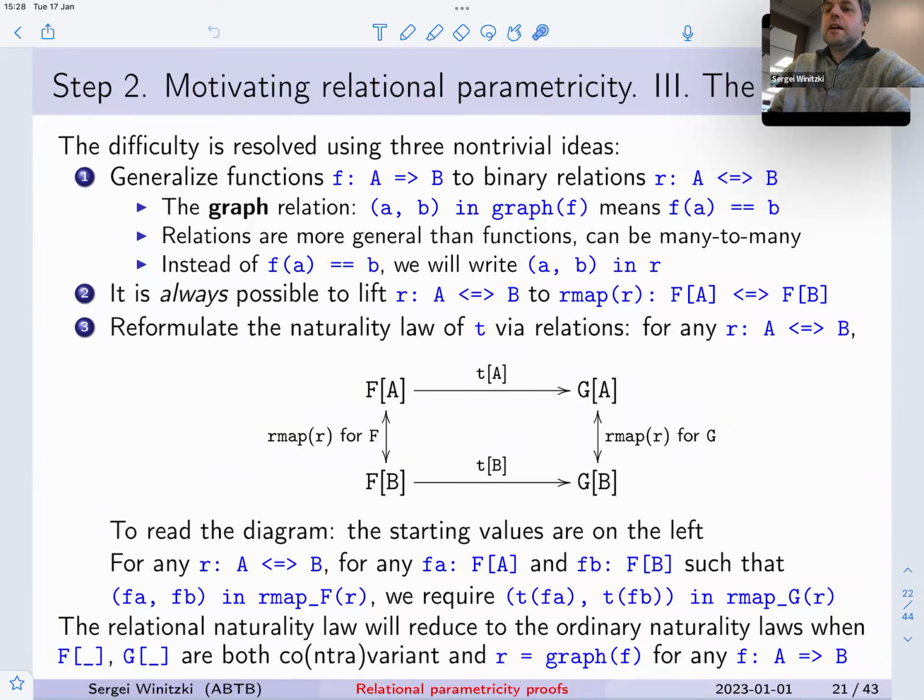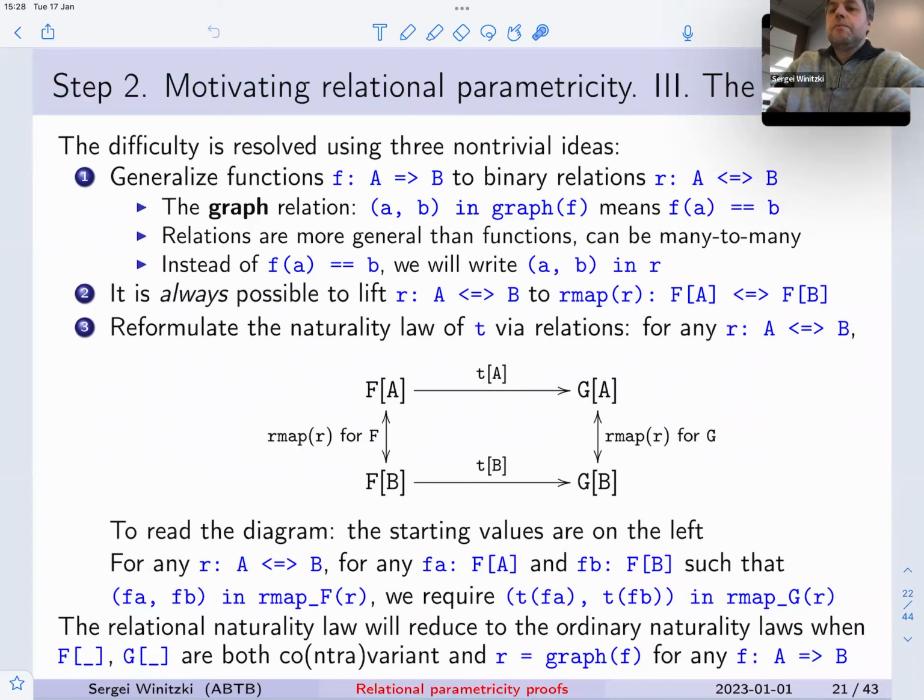We need to generalize that to arbitrary many-to-many relations between values of types A and B. And so instead of writing f of A equals B, we will write more generally that A and B, values A and B, are in a relation. And this is going to be non-directional. So it's neither from A to B nor from B to A. It could be a many-to-many relation. So that is the first step. We need to pass on from functions, which are many-to-one relations, to arbitrary many-to-many relations.